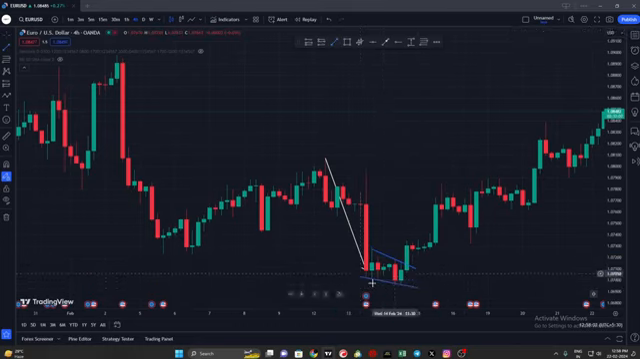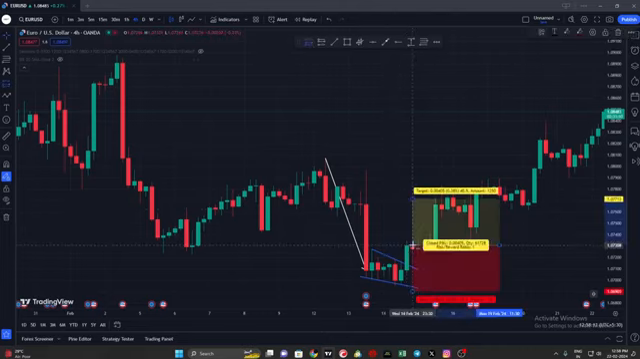All right, so after you have marked this out, you are waiting for a breakout on either side, either on the bullish side or on the bearish side. So you have got a breakout on the bullish side, so let's just take a trade.